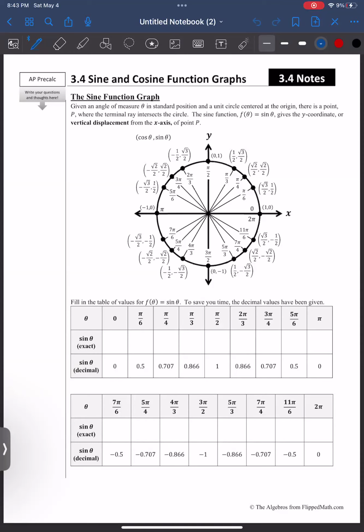So the exact is basically what you memorize on the unit circle, right? So the decimal you get from just putting the exact values into your calculator. So 0, 1/2, square root of 2 over 2, square root of 3 over 2. And you can notice the pattern in the way that I am doing this: it goes 0, half, square root of 2, square root of 3, 1, square root of 3, square root of 2, 1, 0. So it kind of goes in that order.